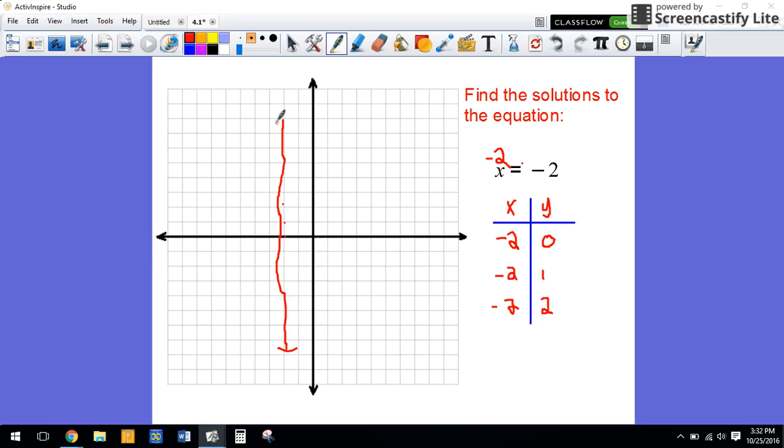Obviously, Ms. K is not very good at making lines when using her mouse to draw them. So, when we have an x equals with no y, our graph becomes vertical. It's still a straight line, but it's straight up and down. So let's look at our equation. I had x equals -2, and you can see here that our graph is crossing at where x is -2.